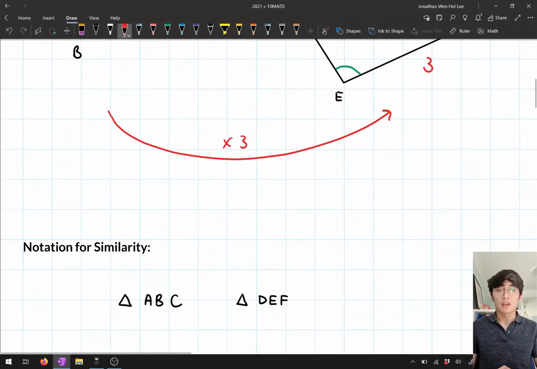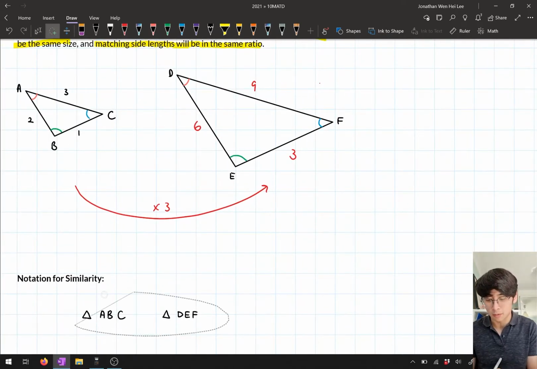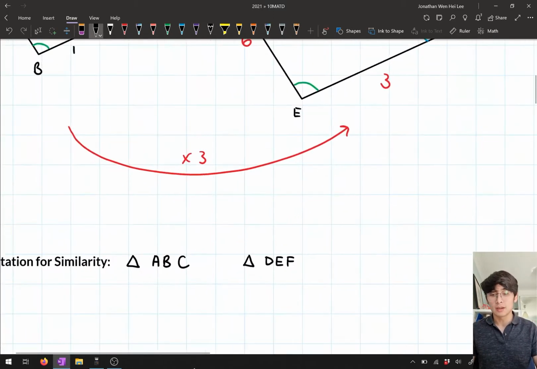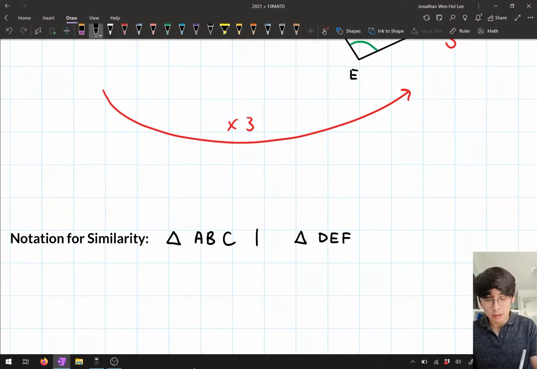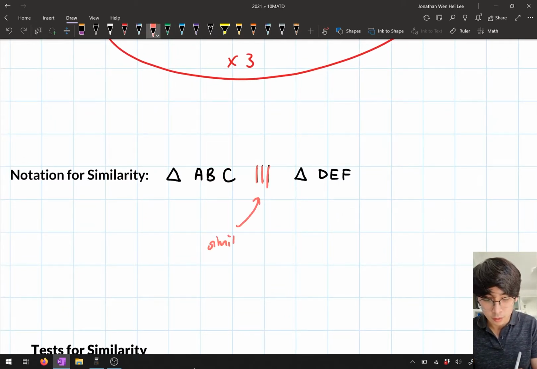Just like we had for congruence, there's a bit of notation that we use for similarity. I'll move this up just so you can see. Here we've got my two triangles, ABC and DEF. If we want to write down that two triangles are similar, the symbol that we use is 3 vertical lines. This is the symbol for 'similar to'.